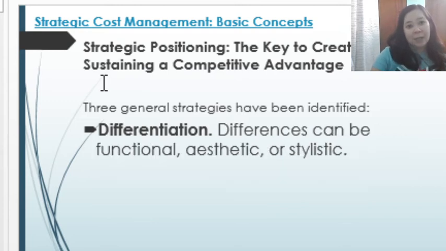So the differentiation can be in the form of its functionality, aesthetic, or style. Okay, so it can be in terms of the use. It has additional facility, utility. Okay, it has an additional feature or style that makes it unique, apart from that of the competitors' products.